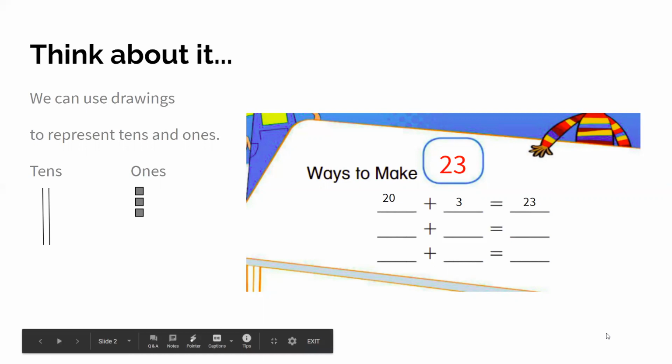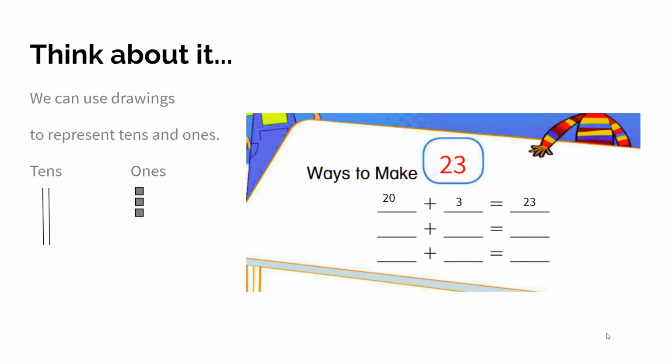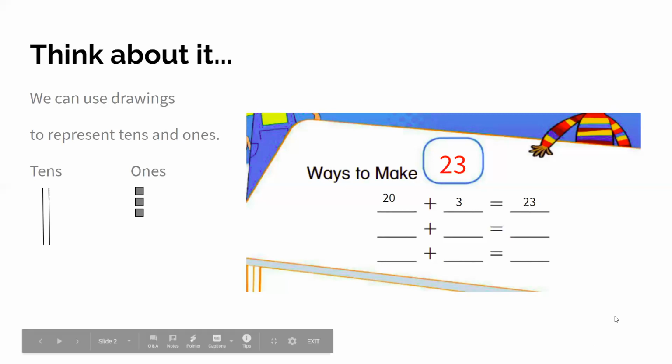Now, the rest of these are not going to be expanded form when we fill in the rest of the addition sentences that you see below, but this top one is considered expanded form. The rest of them are just ways to make the number 23 using tens and ones. Let's go to the next slide.